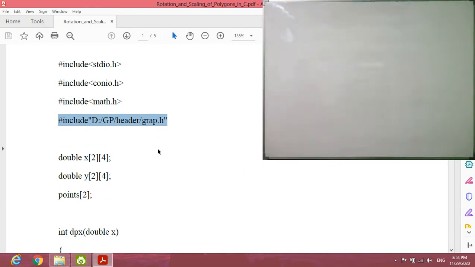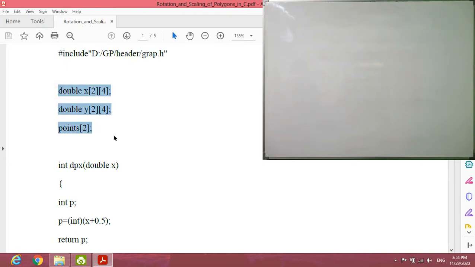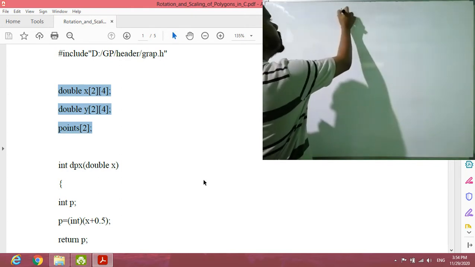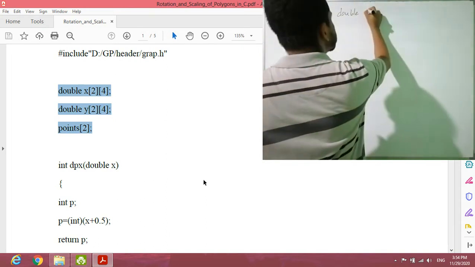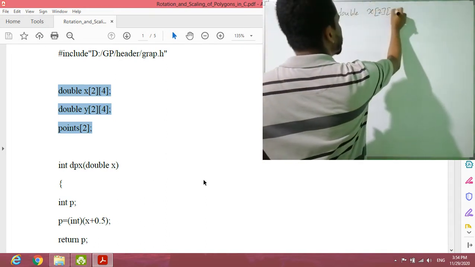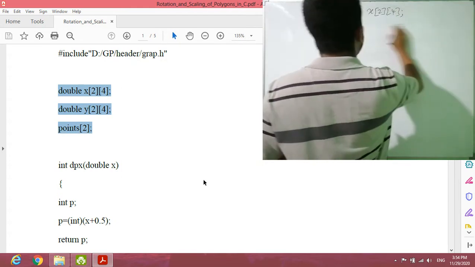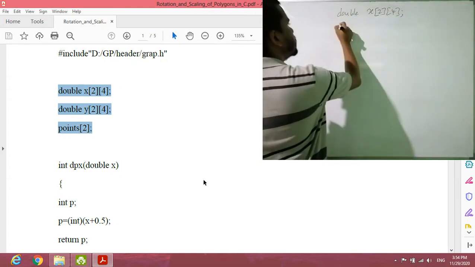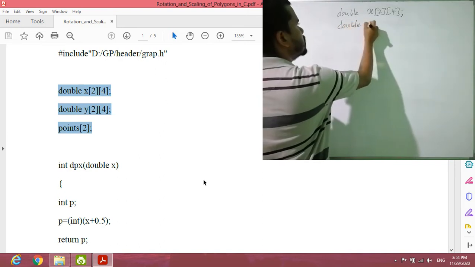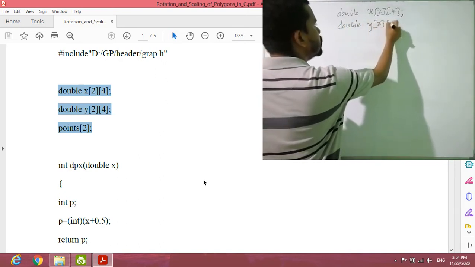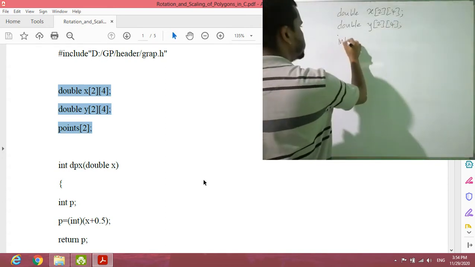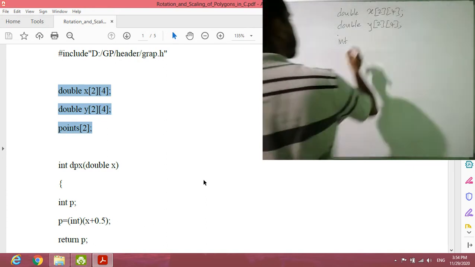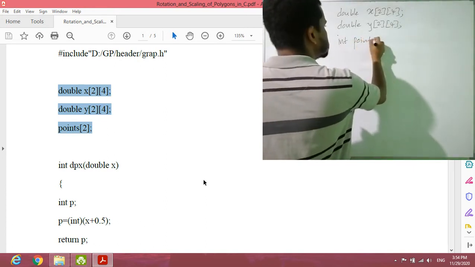Now let's look at these three lines of code. Double x[2][4], we have declared a two-dimensional array. Another one, y[2][4]. Third line, actually it should be int points[2].